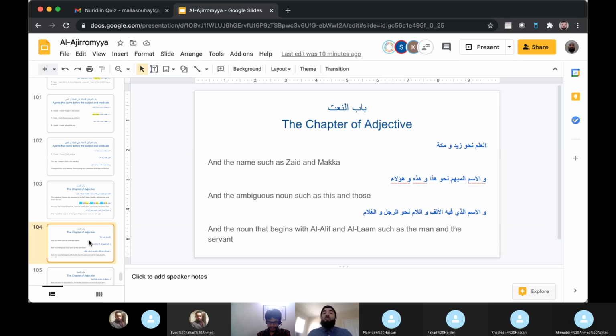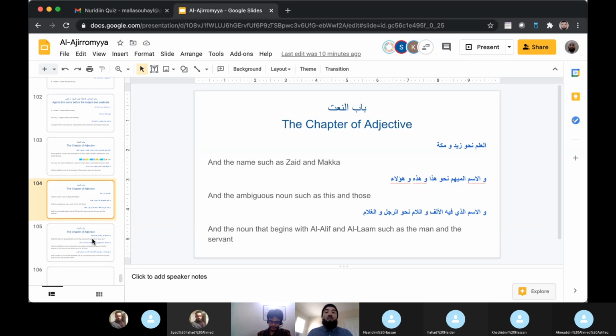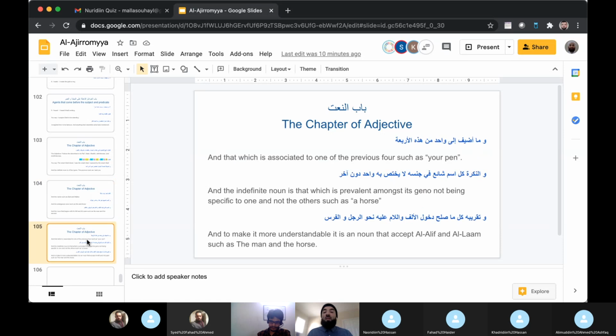And alif and lam, as we said in the first class that we had, basically mean the in English. They make something definite, right? So al-rajul, the man, al-ghulam, the servant. That's the fourth one. And the last one, وما أضيف إلى واحد من هذه الأربعة, a noun that is associated to one of these four. For example, you say your pen.